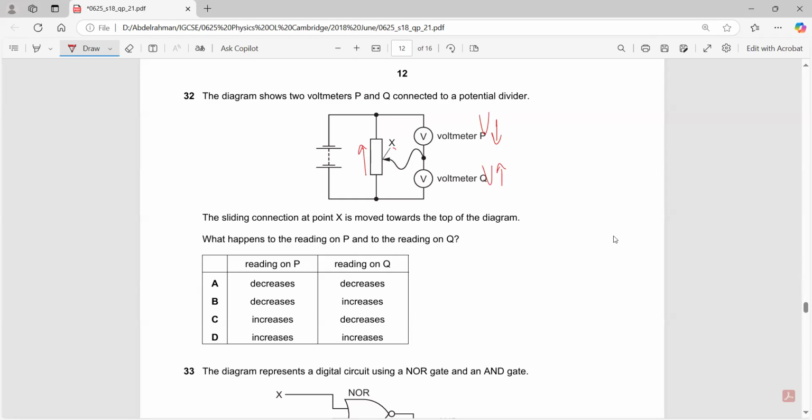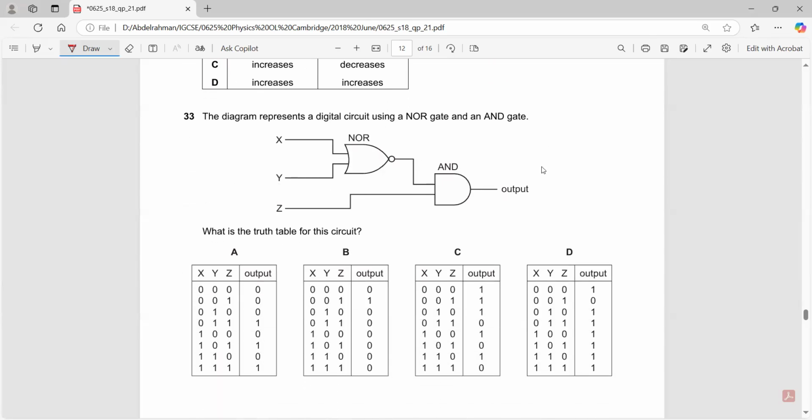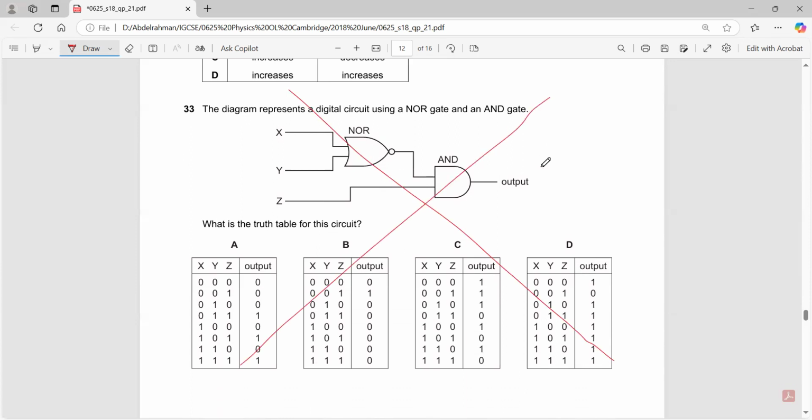Why? Because if, for example, X is pointing at this position, P is only covering a very small part of the resistor, meaning that the resistance decreases and the voltage decreases. So P would decrease, but Q would increase. Definitely this has been removed from the syllabus.